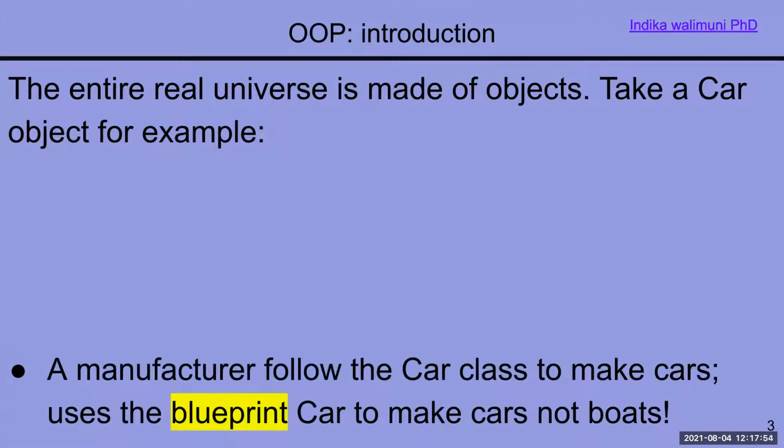And the manufacturer simply follows this car class, the concept of the car, to make cars. Okay. So basically, the manufacturer uses a plan or a blueprint to make cars, not boats, right? Not trucks. They make cars out of a car blueprint or plan.